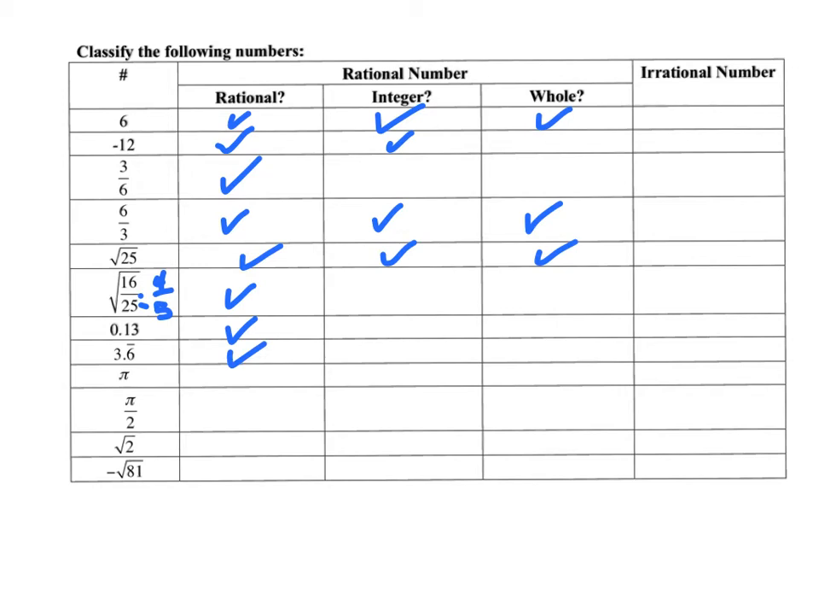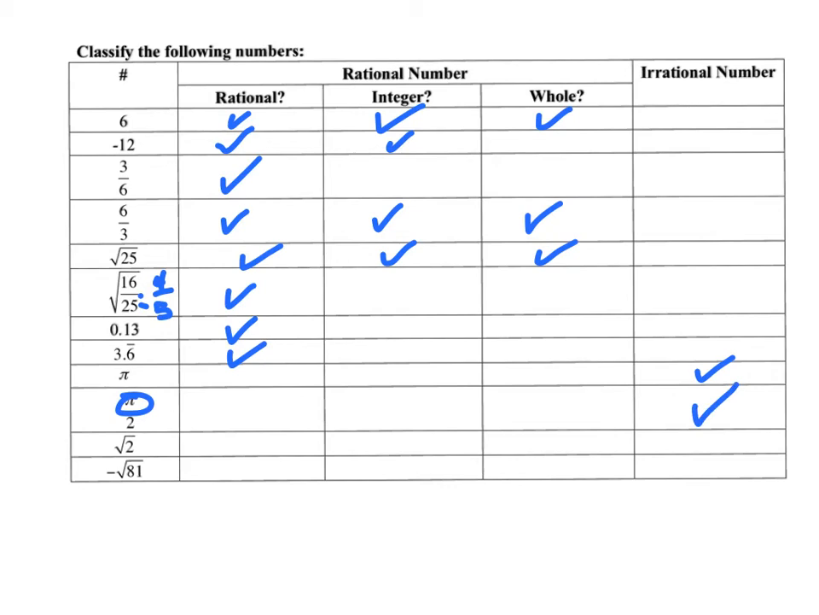All right, so now we've got pi. Pi was a big number that we had learned about last year. That is an irrational number. It goes on and on forever without repeating. So that's going to go into the irrational column. Same thing with pi all over 2. It's written as a fraction, but both numbers are not rational numbers because pi is not rational. So that's going to be an irrational number.